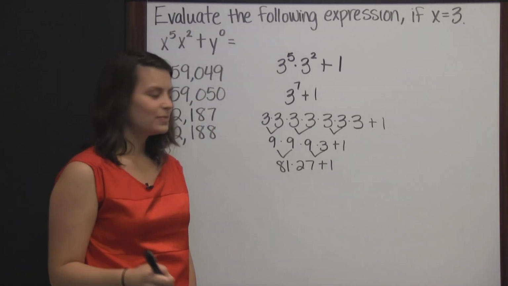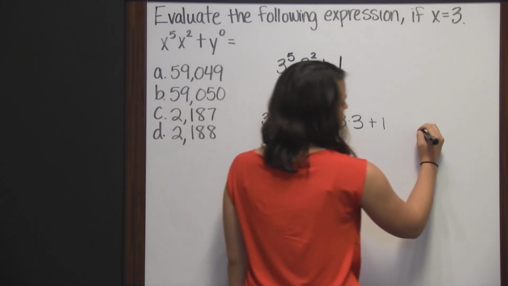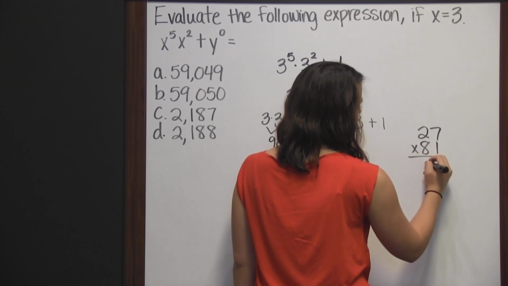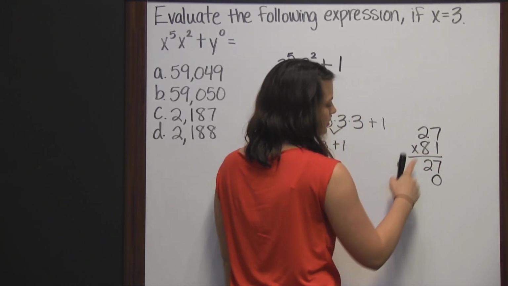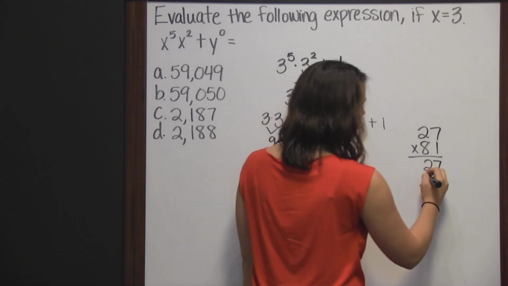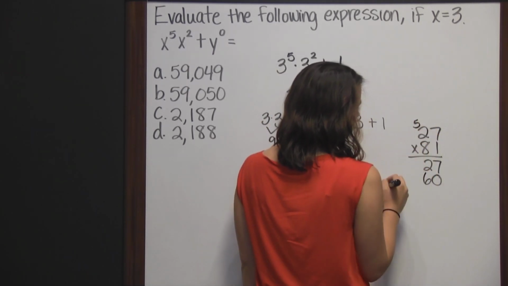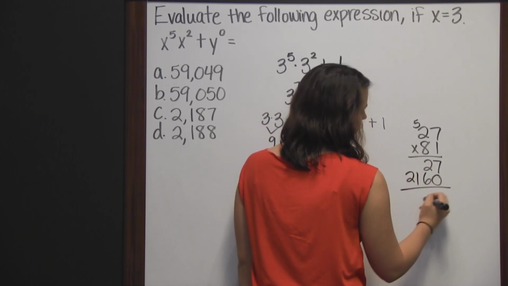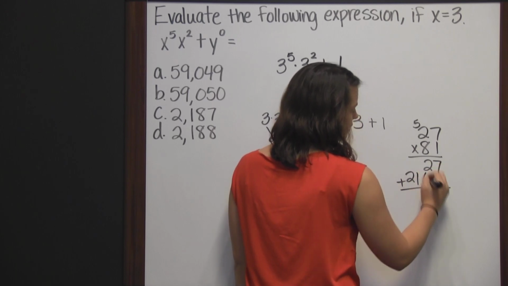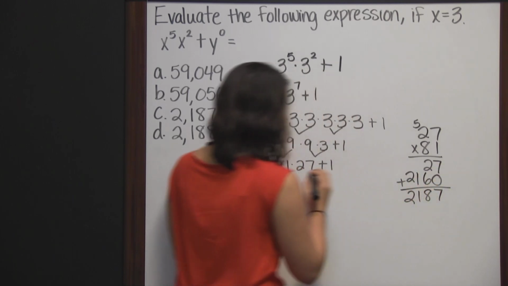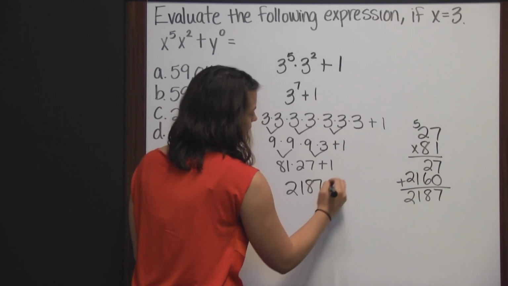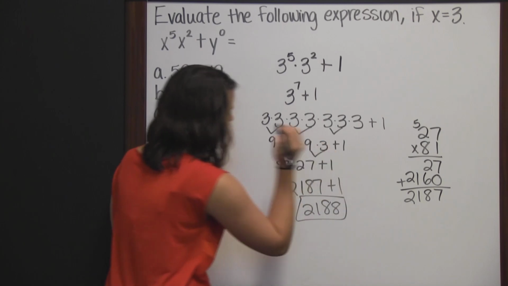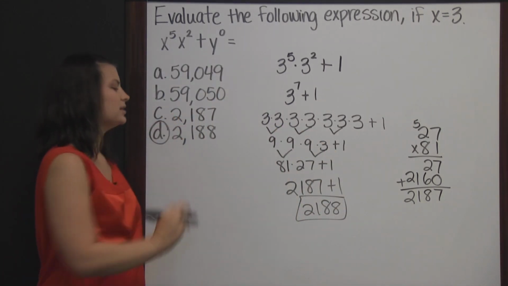Okay, so now we need to multiply 81 times 27. 27 times 81: 1 times 7 is 7, 1 times 2 is 2, 0 placeholder. 8 times 7 is 56, so write the 6, carry the 5. 8 times 2 is 16, plus 5 is 21. So that's 7, and we're adding these together, 8, 1, 2, 2,187 plus 1, which is 2,188. So that's our answer. Answer D.